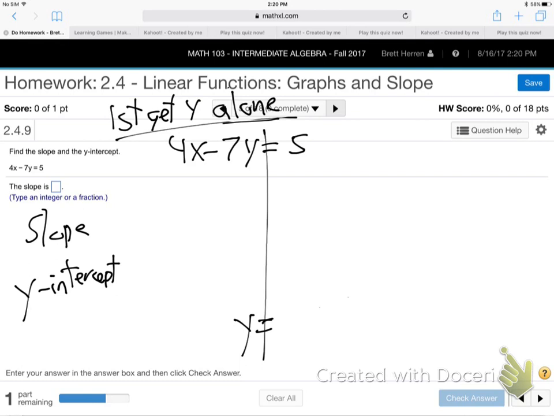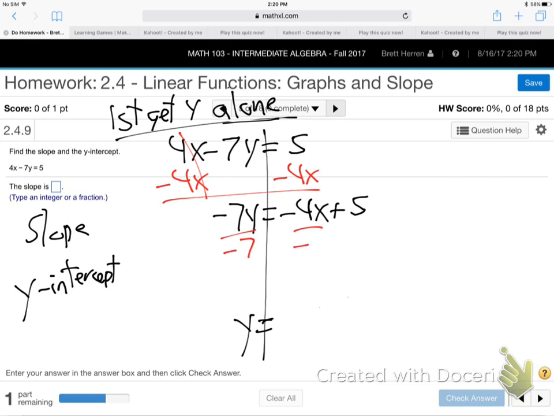So first step to get y alone? Subtract, yeah, because you save the negative 7, the thing right next to the y, for last. You'll get rid of that by dividing at the end. So subtract 4x from both sides. Negative 7y equals minus 4x plus 5, like that. Last step to get y alone: divide by minus 7.